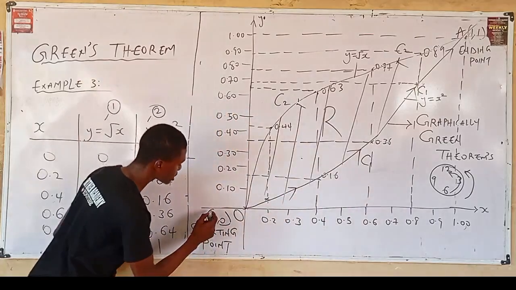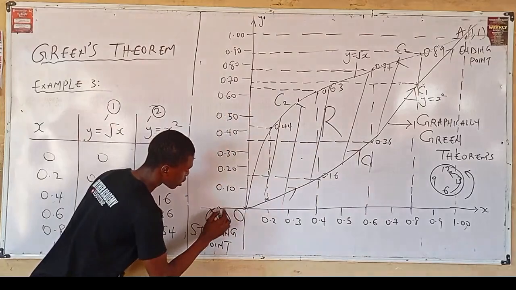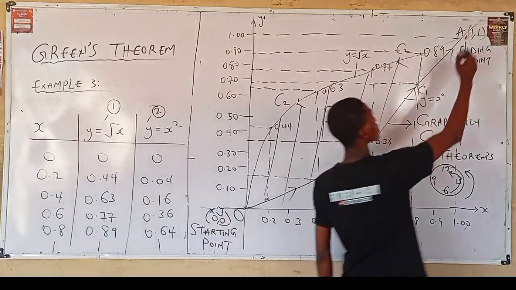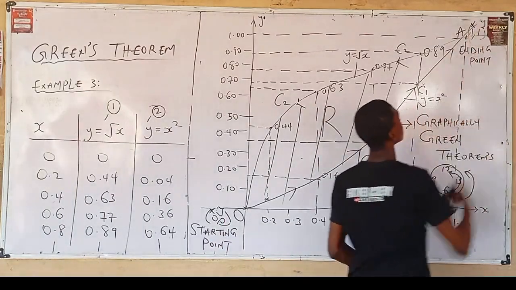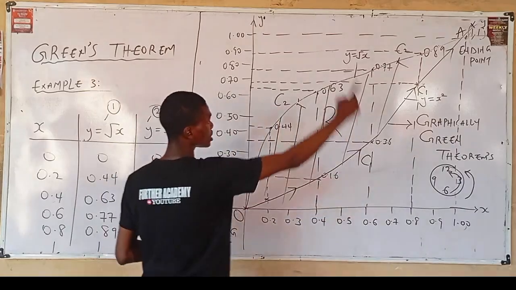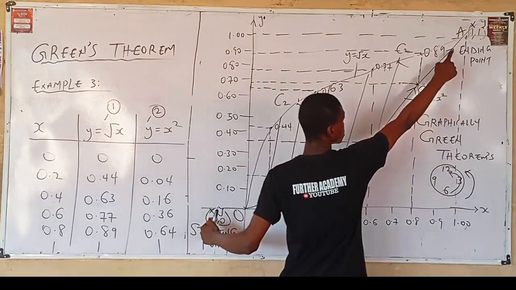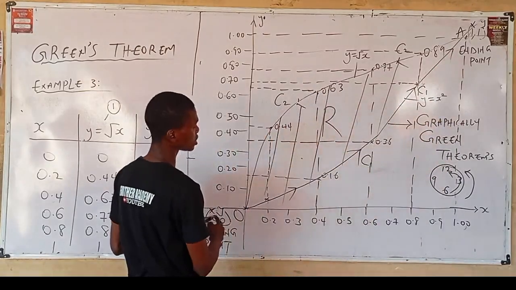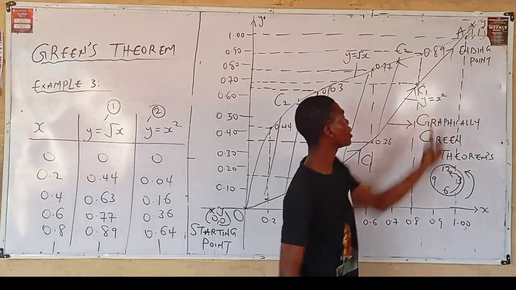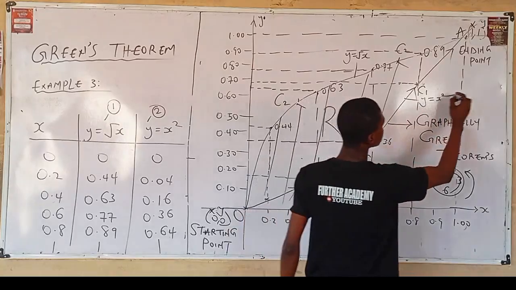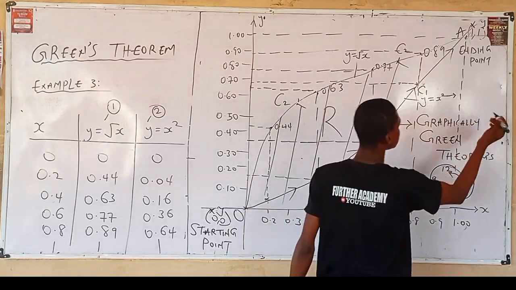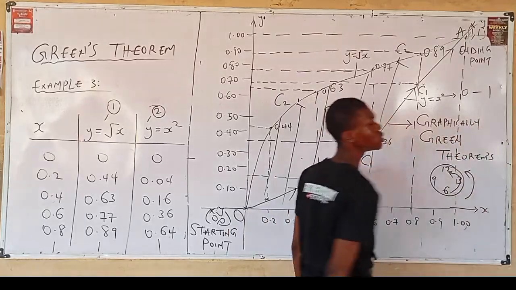You observe that this is x, this is y. Moving in this counterclockwise direction, you observe that x is moving from 0 to 1. Meaning for this curve, x varies, or you say x ranges from 0 to 1.